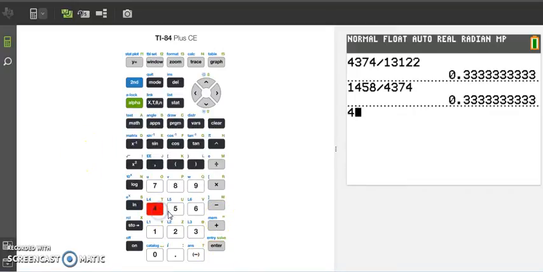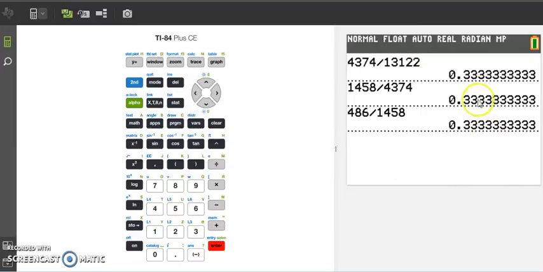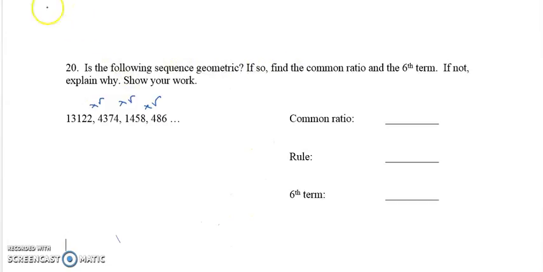486 divided by 1458. And it's also the same. So there, now we know that our sequence is a geometric sequence. And this value 0.33, which is 0.3 repeating, which is 1/3, is our common ratio. Okay, so is the sequence geometric? The answer is yes. And remember that 0.3 repeating, that's our common ratio, or in other words, that's 1/3.